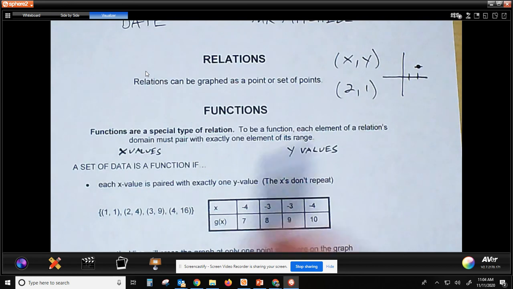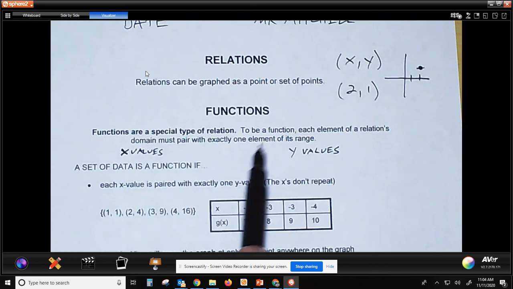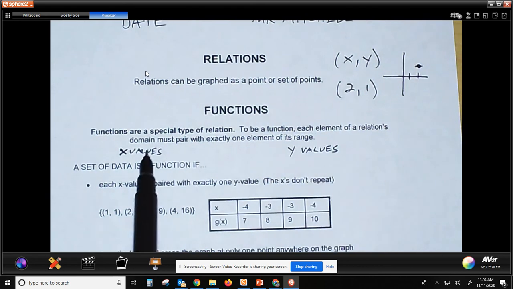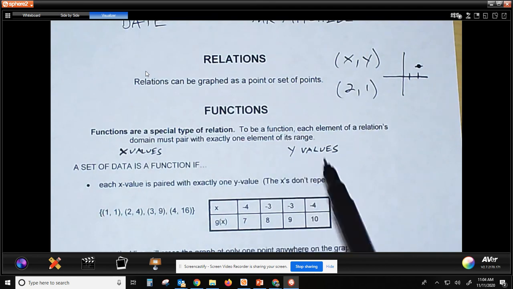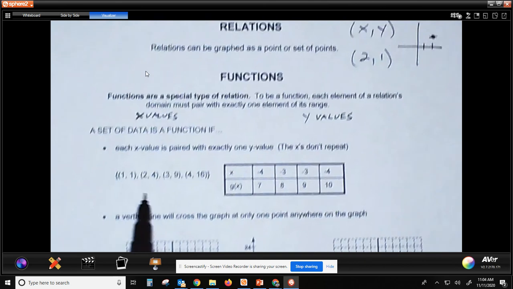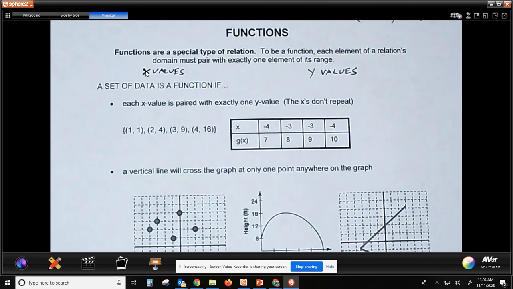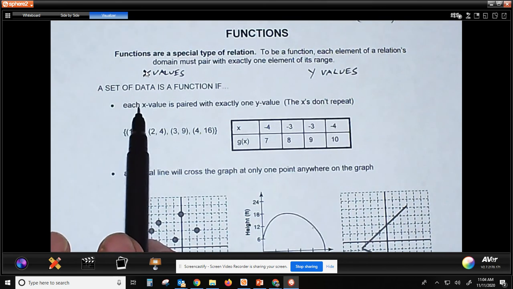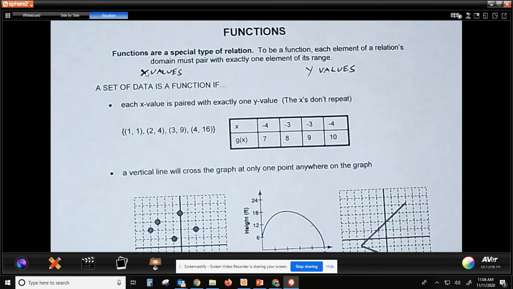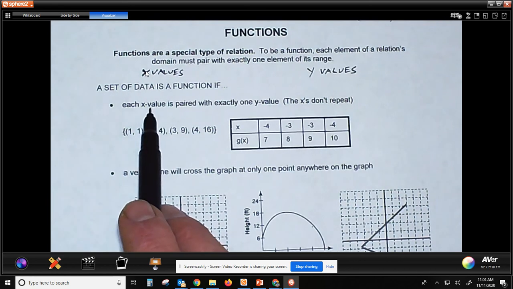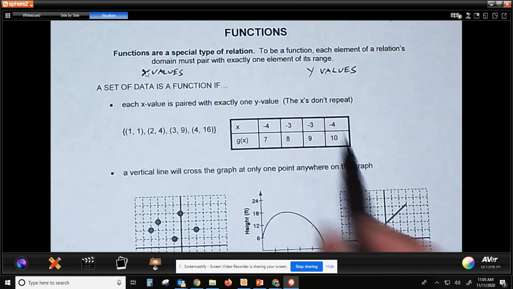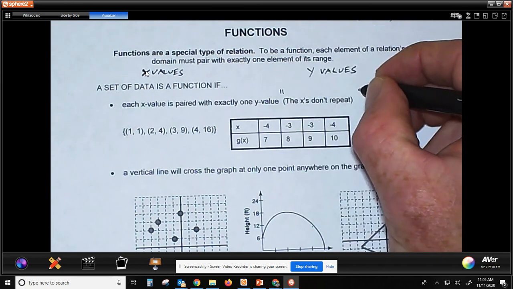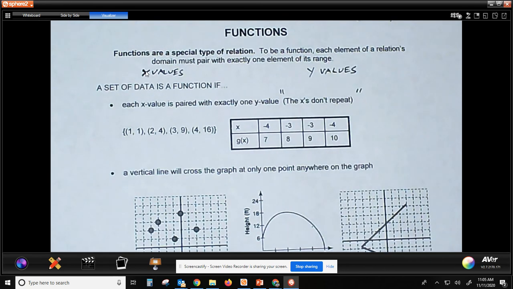Okay, so this long definition: to be a function, each element of a relation's domain must pair with exactly one element of its range. This gets broken down a little further into these statements. Now we're looking at multiple points. A set of data is a function if each x is paired with exactly one y. And the way that teachers will say this is that the x's don't repeat.